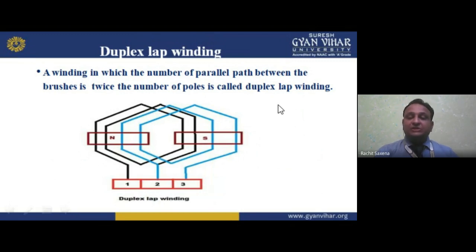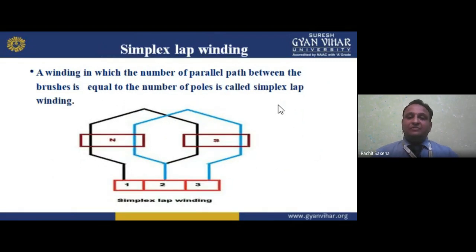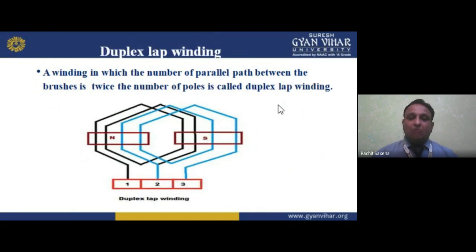1, 2, 3 are the commutator segments. So I hope you understand one thing. In simplex and duplex lap winding, in simplex we have one path, where the number of parallel paths between the brushes is equal to the number of poles. That is called simplex lap winding. But if I am talking about duplex, a winding in which the number of parallel paths between the brushes is twice the number of poles is called duplex lap winding. So I hope you understand.